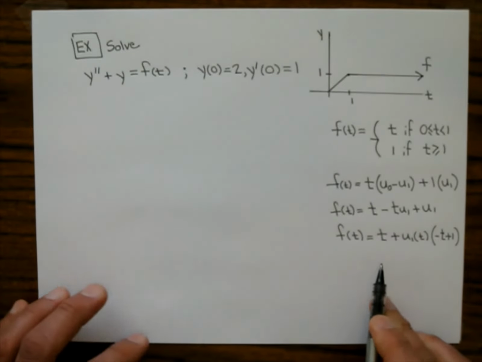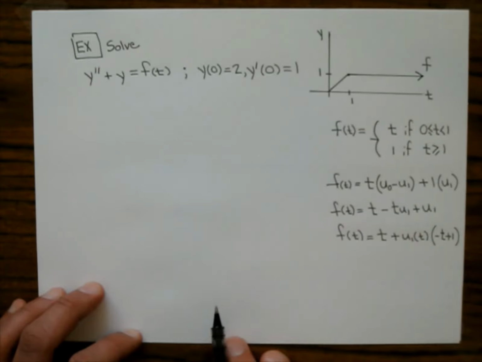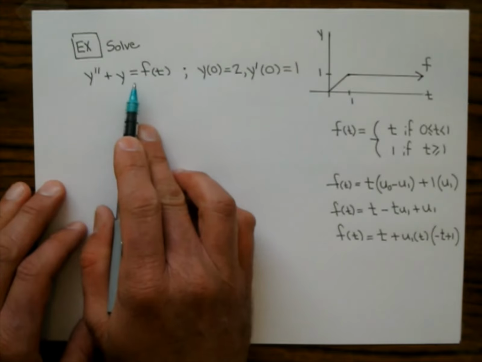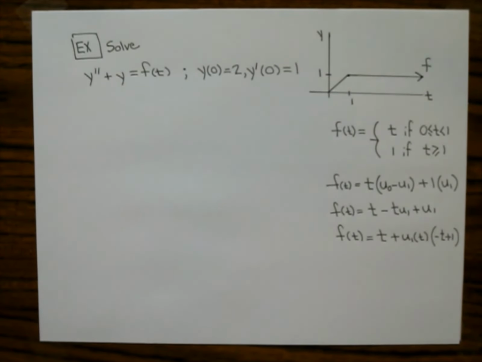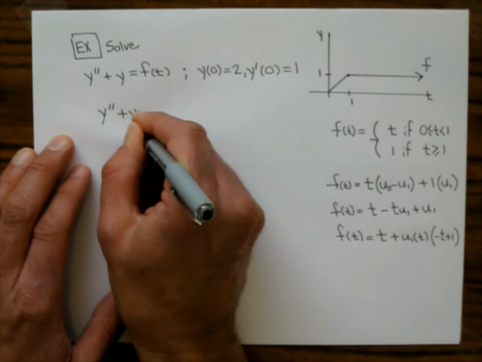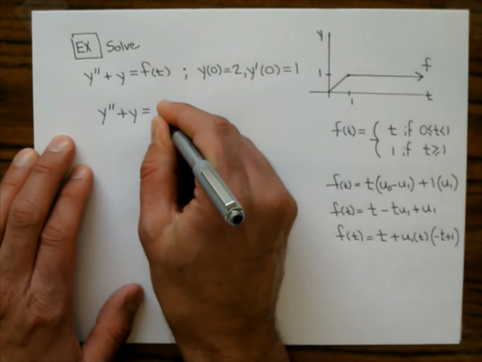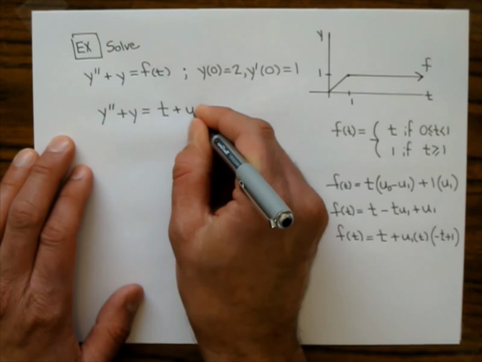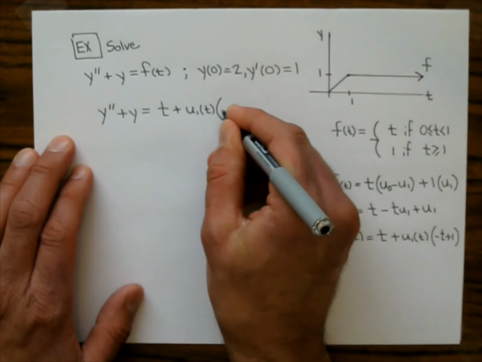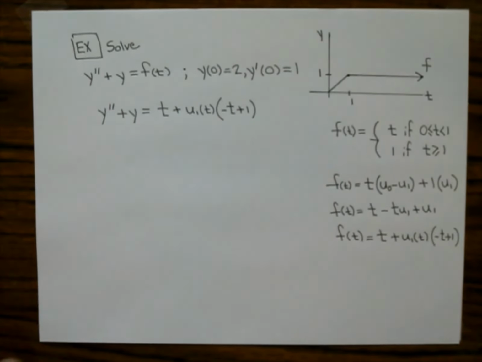There was a reason we did the last section, because we knew this was going to happen with differential equations. So what I'm going to do next is go up to this differential equation and rewrite it. So this says y double prime plus y equals t plus u sub 1 of t times negative t plus 1, which some of you could write like 1 minus t if you'd like.